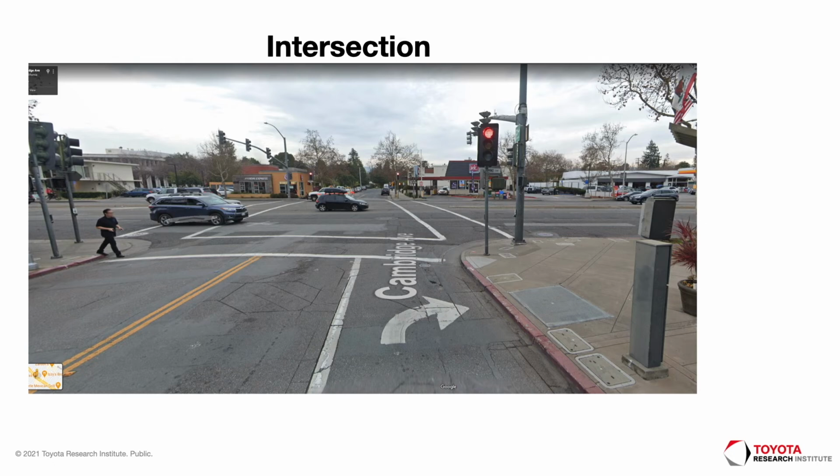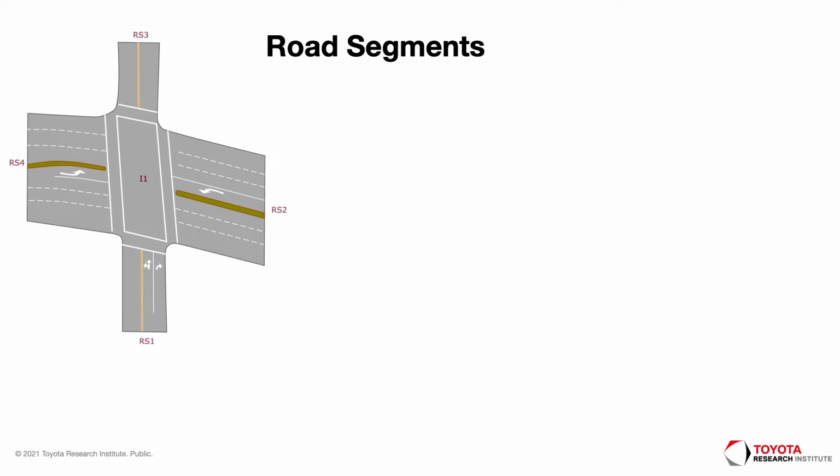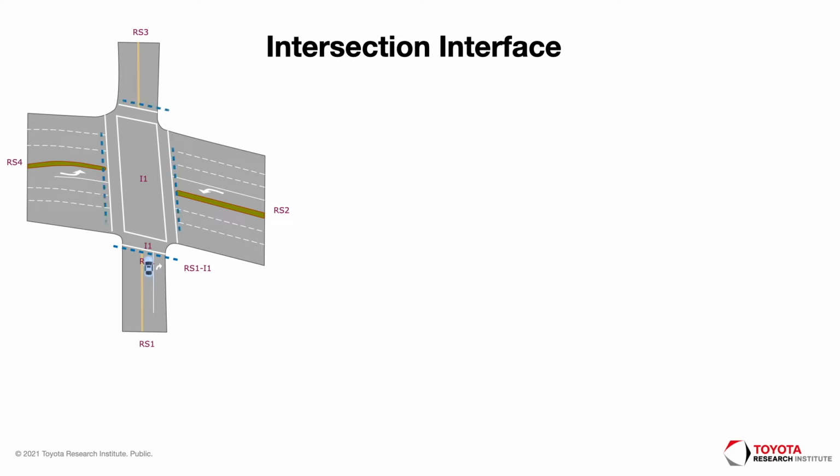Let's take a look at a selected four-way signalized intersection and identify its fundamental components. We start by labeling the intersection itself and then the surrounding road segments. The point at which a road segment meets the intersection gives us an intersection interface. The boundary coincides with the point where a vehicle stops prior to entering, and we have one for each road segment. Each of these instances is labeled as an ordered pair: RS1, road segment 1, RS1-I1, RS2-I1, and so forth.